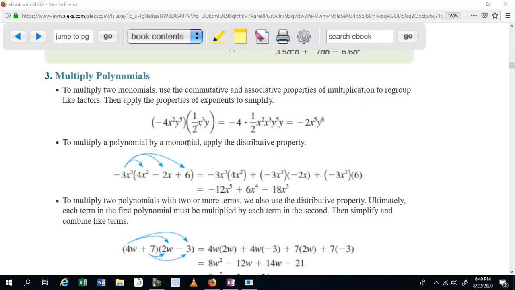Okay, so that's how you multiply a monomial by a polynomial. You basically just distribute the monomial to each of the terms in the polynomial.